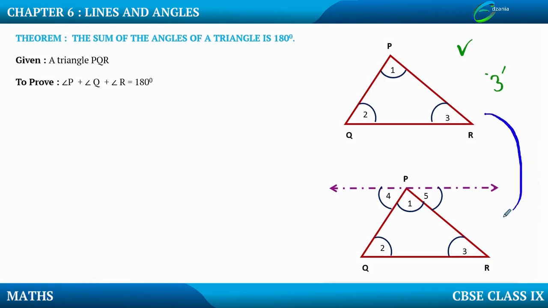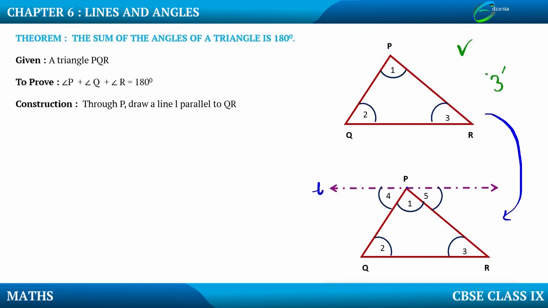So observe this figure now. What is the construction that we have made? We have drawn one line passing through point P and parallel to QR. Let us name this line as line L. So we can say that our construction part is: through P, draw a line L parallel to QR.